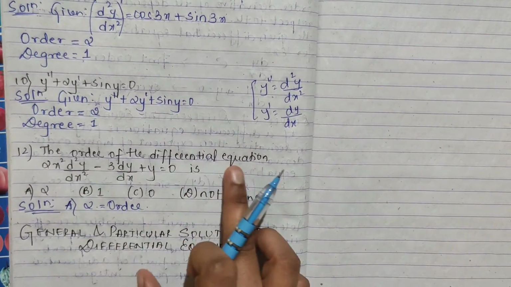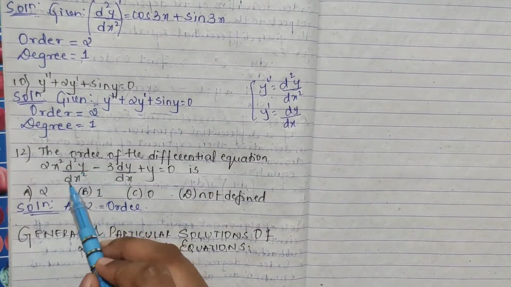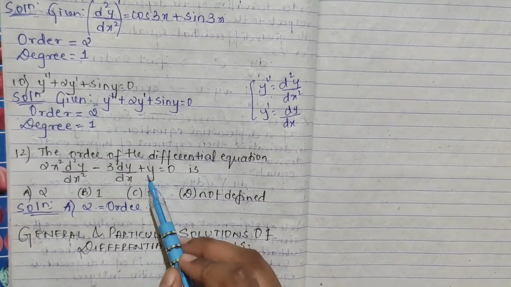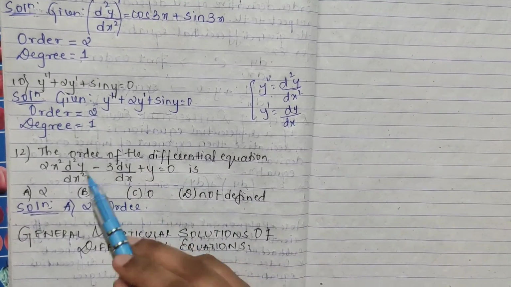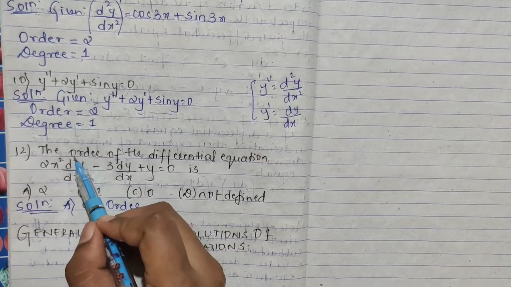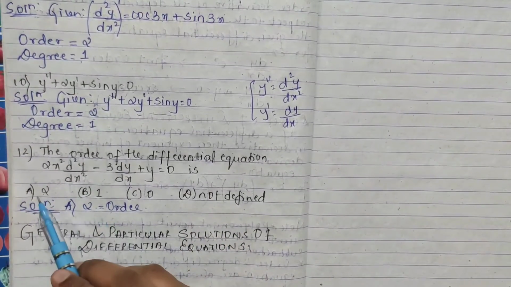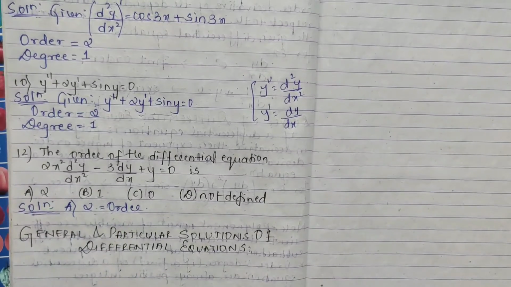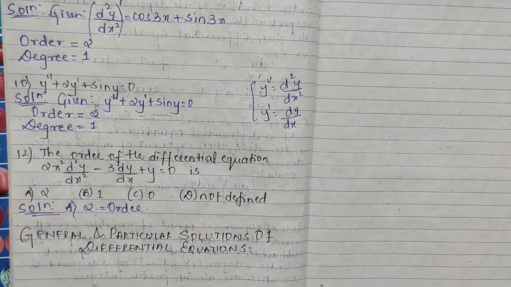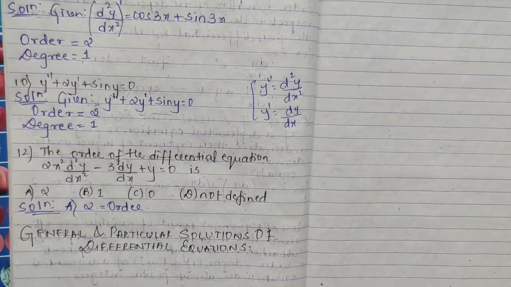12th one: the order of the differential equation they have given, 2x^2 d^2y/dx^2 minus 3 dy/dx plus y equal to 0, is what? Obviously d^2y/dx^2. So the answer is 2, which is your order. I hope this much is clear for you.